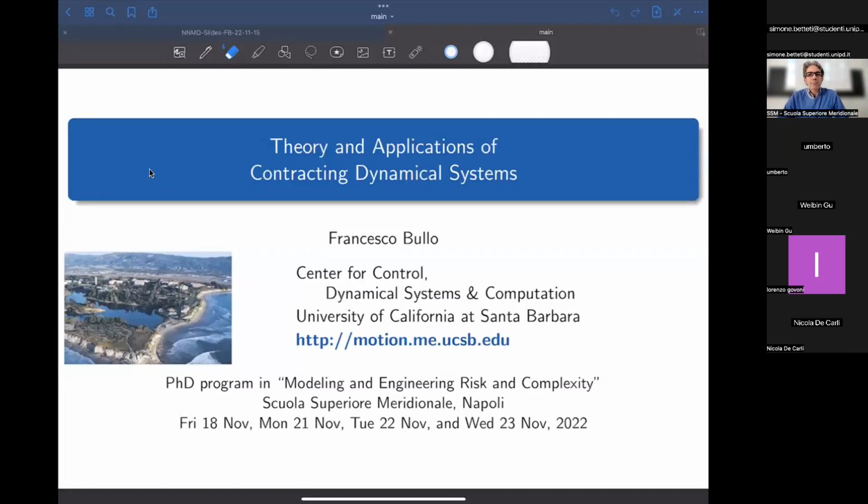He's one of the most widely renowned experts in nonlinear control theory. He has contributions to complex systems, nonlinear contraction theory, robotics, and many other fields. So it is a pleasure to have him here, also as a board member of the Modeling and Engineering Risk and Complexity PhD program. And I'm very happy to see that many of you have joined online as well to attend this course. So without any further ado, I would like to leave Francesco the floor and thank him again for being here with us today.